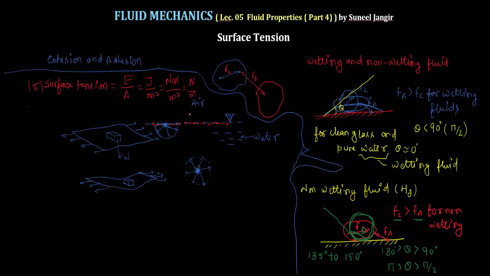Right, so if we want to see the effect of surface tension, we can normally see light objects easily floating over the water, or insects like mosquitoes easily standing on the water surface. That is because of the surface tension, because this force is enough to hold the weight of that object or insect.